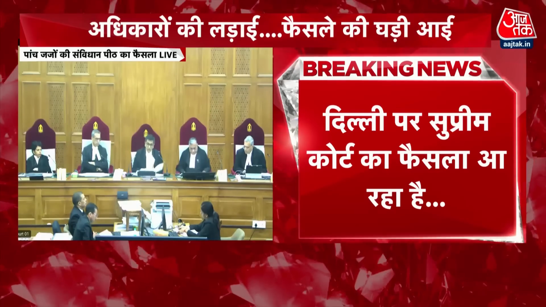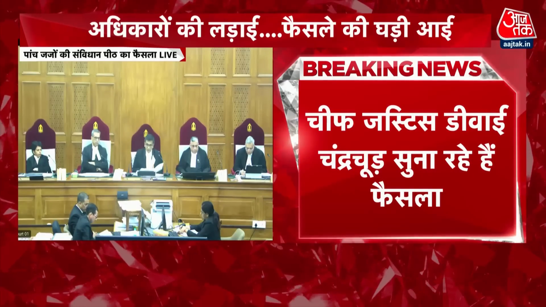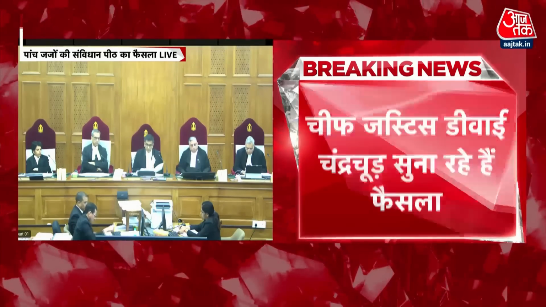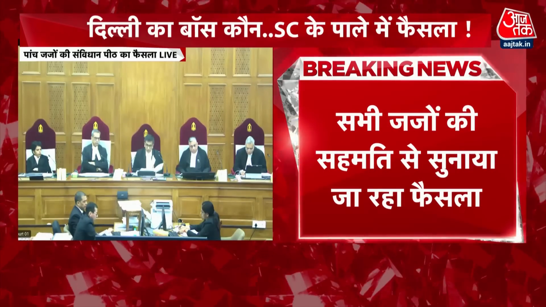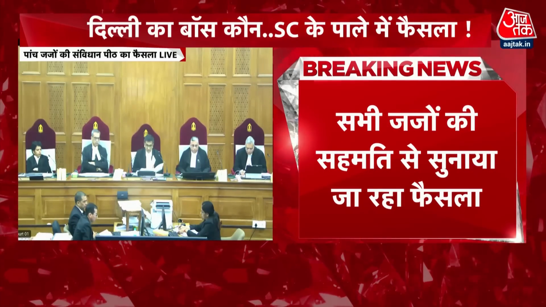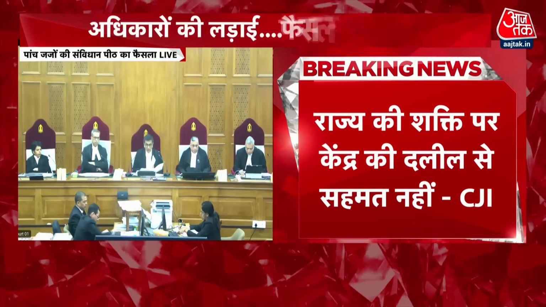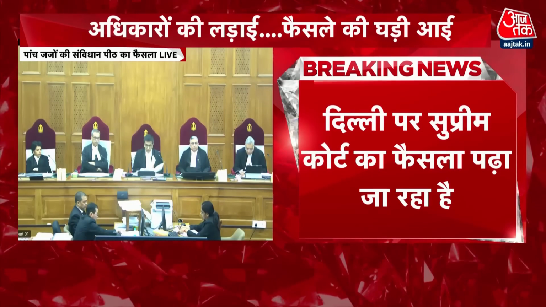A combined reading of Articles 73 and 162 of the Constitution indicates that the Union has exclusive executive power over entries in List 1. The states have exclusive executive power over entries in List 2. With respect to List 3, that is a concurrent list, the Union shall have executive power only if provided by the Constitution or by a law of Parliament. The states shall have executive power over the entries in List 3.